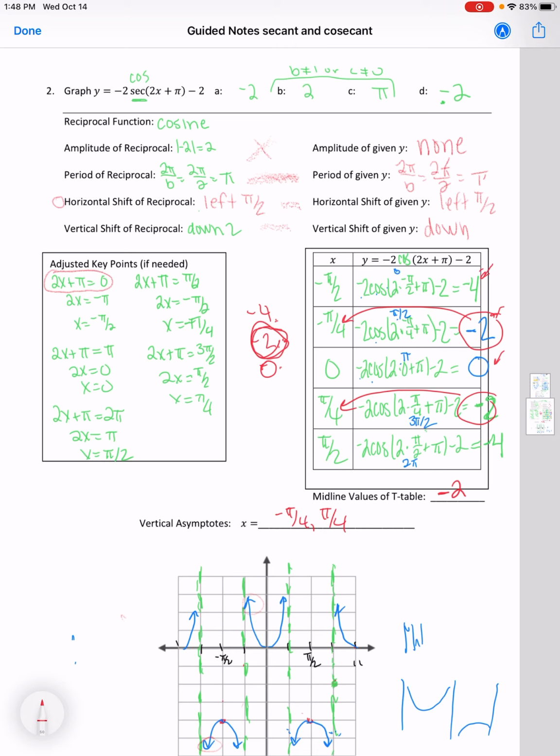Your graph should never ever cross your vertical asymptote. Your graph should never touch your vertical asymptote. It just rides against it. Your vertical asymptote just repels your graph the whole time, and it lets it get really, really close to it, but it never, ever, ever touches it.